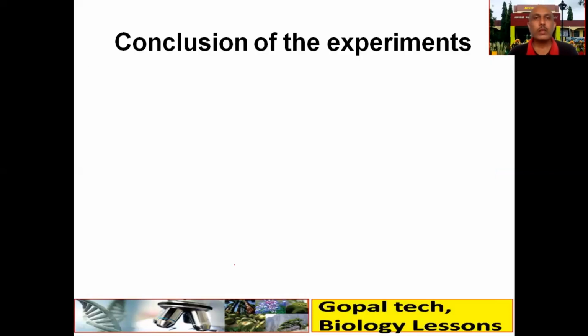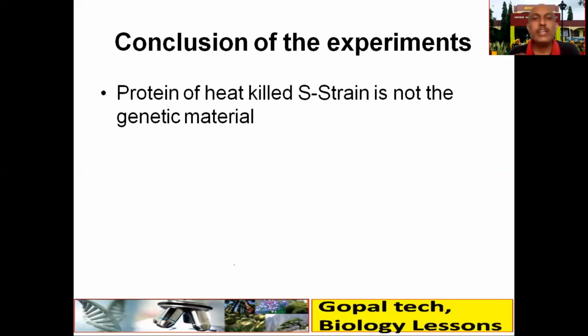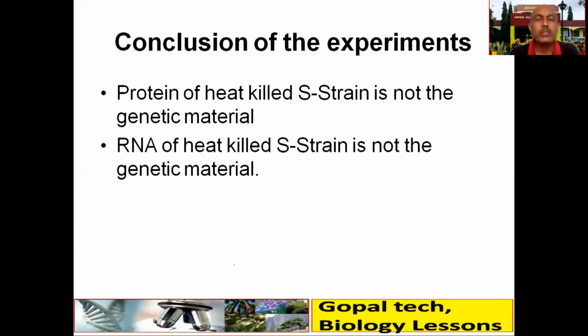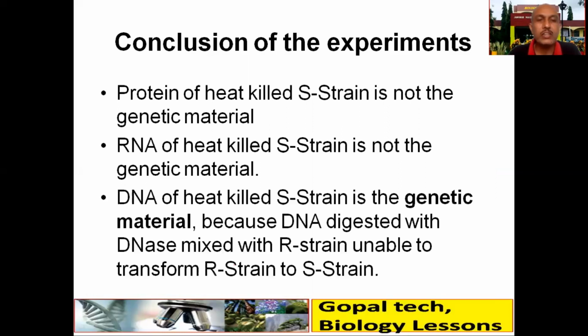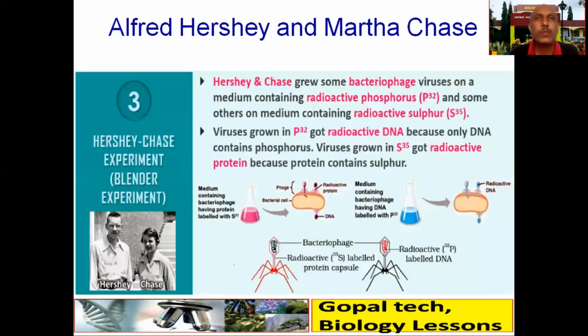Okay. So the protein of heat killed S strain is not the genetic material from this experiment. The RNA of the heat killed S strain is not the genetic material. So the DNA of heat killed S strain is the genetic material, because DNA digested with the DNase enzyme, when mixed with the R strain, is unable to transform the R strain to S strain. Okay, that is the conclusion.